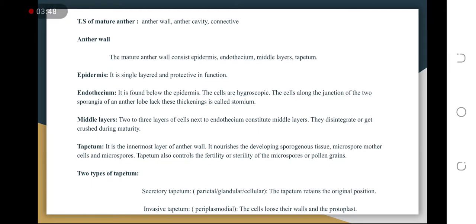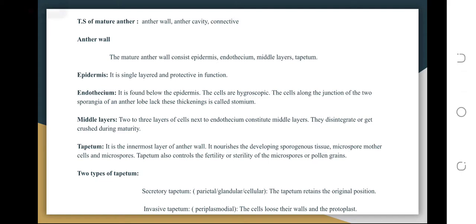Endothecium, it is found below the epidermis. The cells are hygroscopic. They thicken along the junction of the two sporangia of an anther lobe. Like this thickening is called stomium. Middle layer. 2 to 3 layers of cells next to endothecium constitute middle layers. They disintegrate or get crushed during maturity. Tapetum, it is the innermost layer of anther wall.